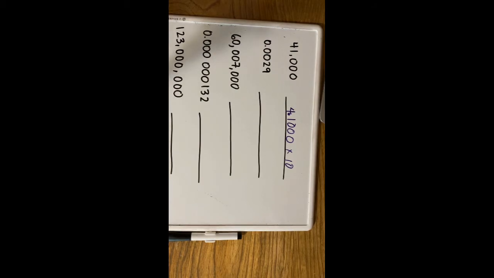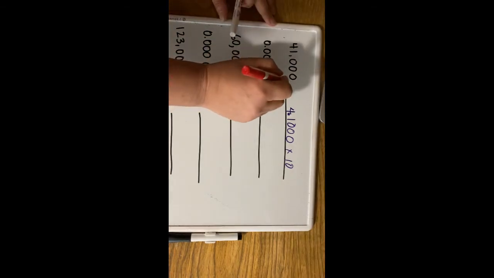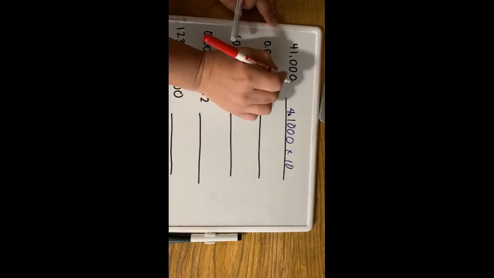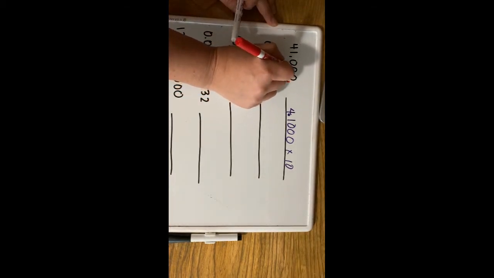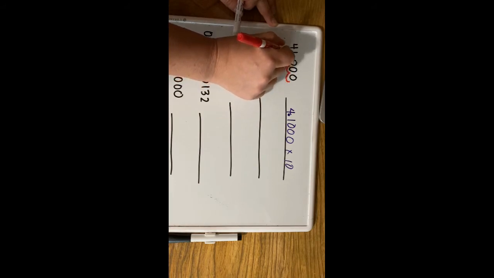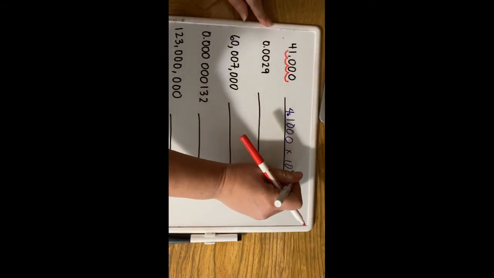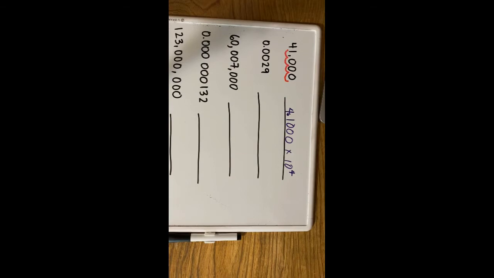Where is the decimal right now? The decimal right now is right there. We can kind of imagine it being there. So we need to move it 1, 2, 3, 4. We moved it 4 spots. Now we have to figure out if this is positive or negative. We moved it 4 spots. Is this number greater than 1 or smaller than 1? Because it's greater than 1, we have a positive exponent.